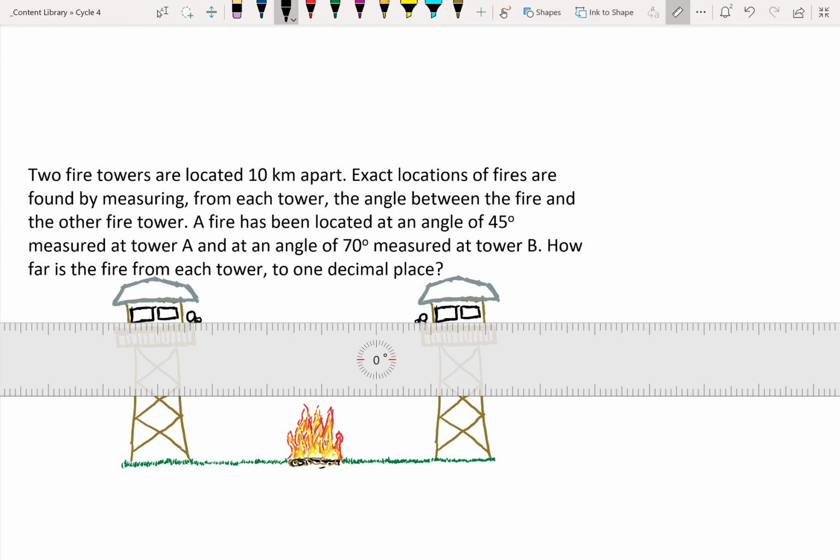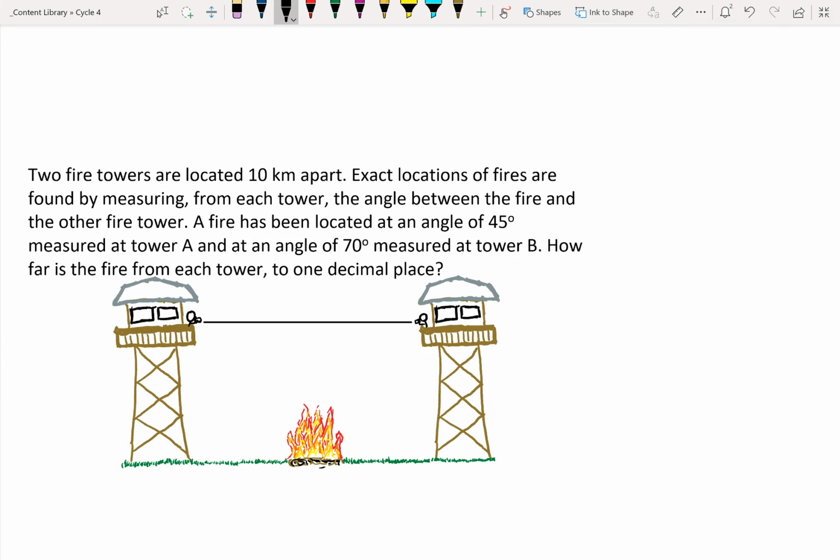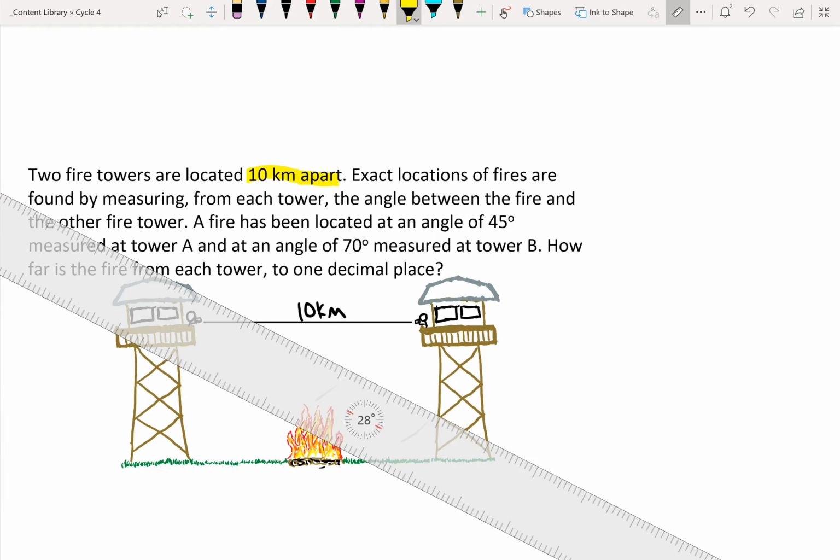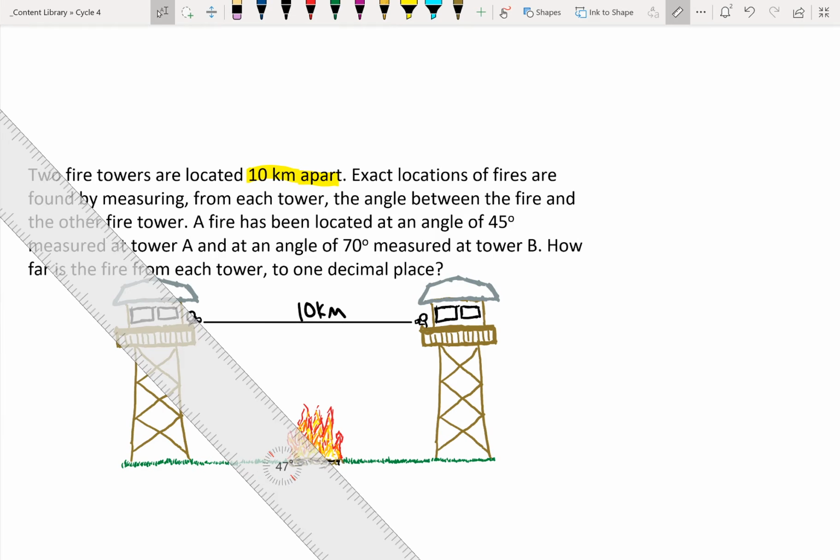So here we know that these two fire towers are 10 kilometers apart. And we know the angle between each fire tower.